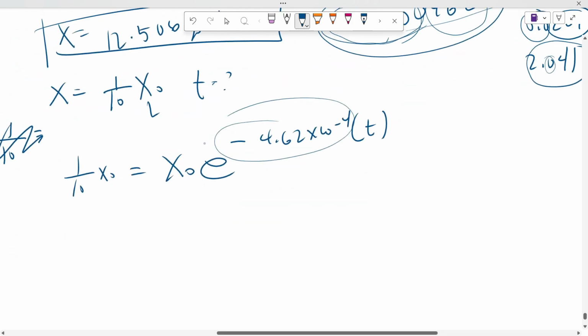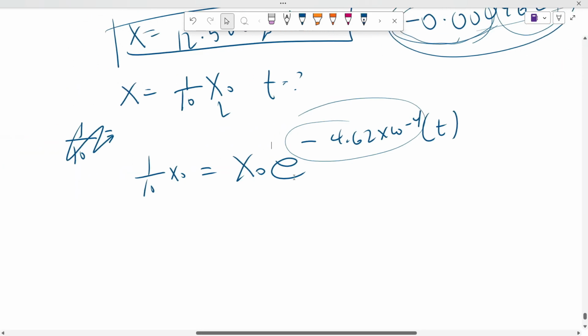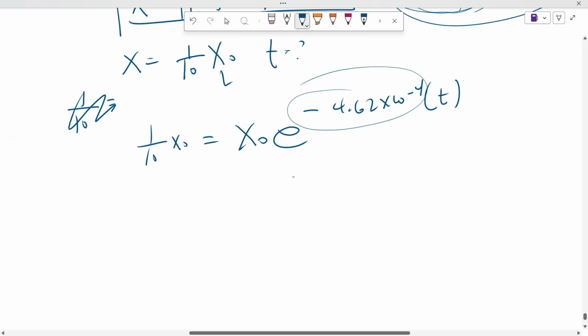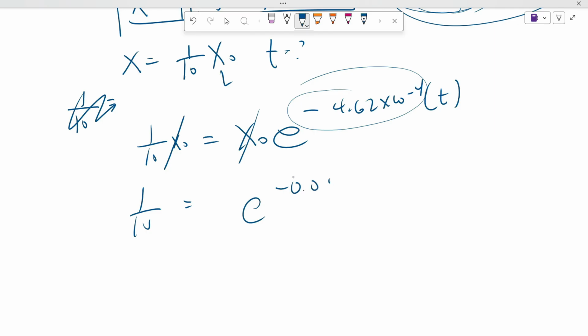462. Wait lang no, guys. Oh, game. Wait, tinignan lang ako. Oh, game, cancel to. 1 over 10 e raised to negative 0... Oops, not 0. Sulat ko na lang ng naka-scientific notation.